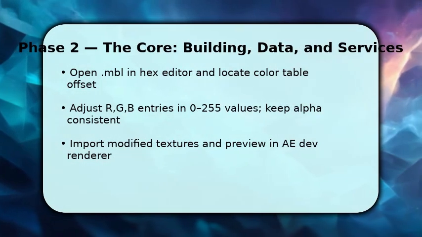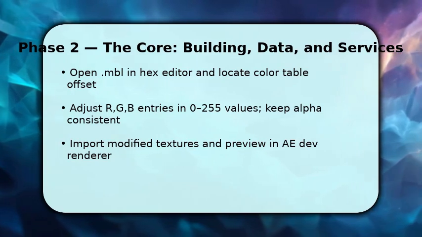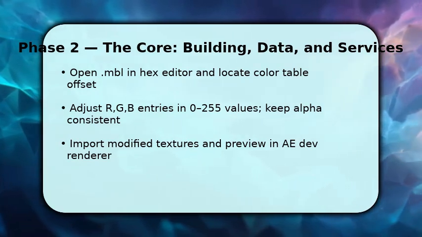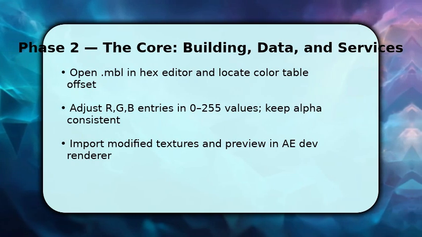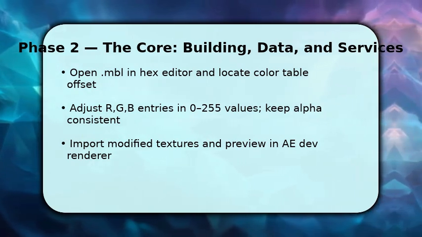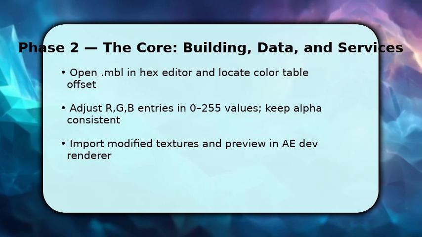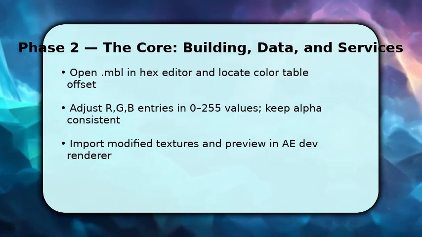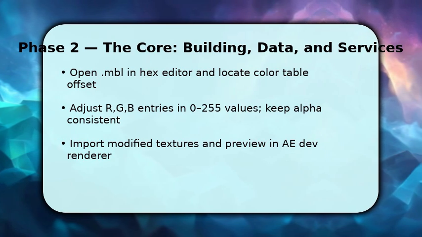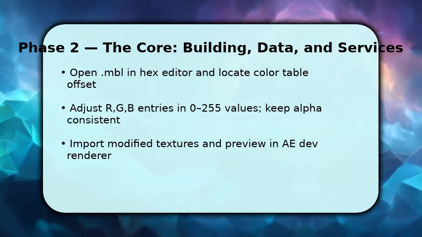You now open the MBL in the hex editor and locate the color table offset. This is where palette entries live. Once found, edit the R, G, B values using 0-255 numeric entries. Change one channel at a time so you can see the effect. Make sure alpha remains consistent to avoid transparency issues.